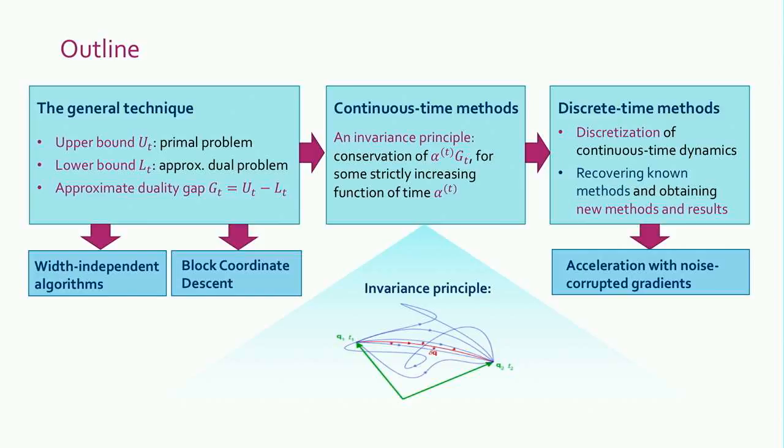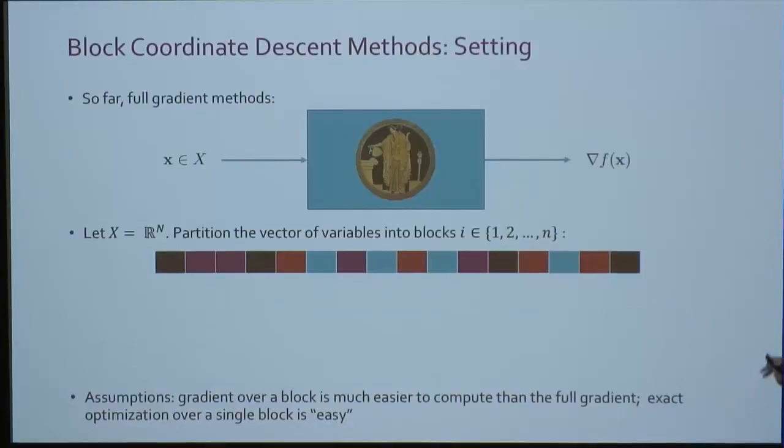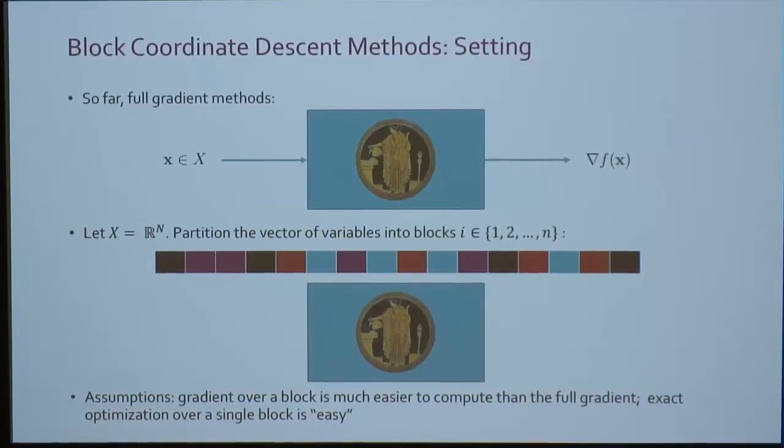Now, the last part of the talk is on block coordinate descent. So far we were working with full gradients. We have this oracle, and we feed it a point, we get a full gradient. Now, the next setting is when we partition the vector of variables into some blocks. And then we feed our oracle a point from the feasible set and the index of a block, and we get a gradient only at that block.